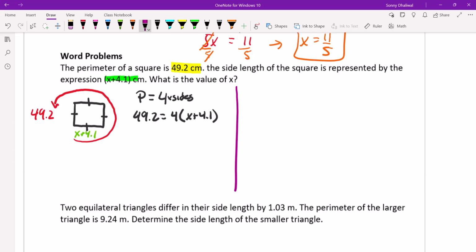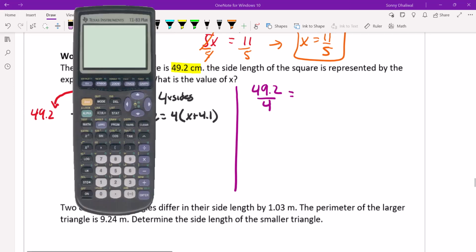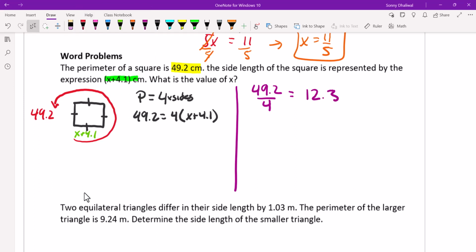Let's make it easier numbers. 49.2 divided by 4, right? So each side is going to be that big. They're all equal size. So you take your calculator out, we go 49.2 divided by 4, we got 12.3 centimeters each side, right?